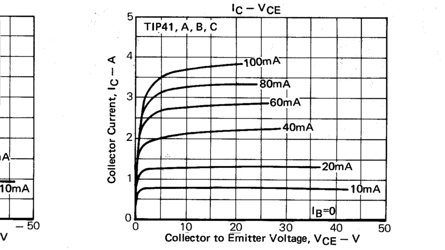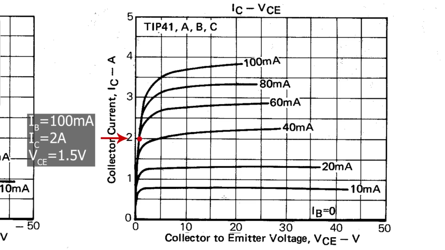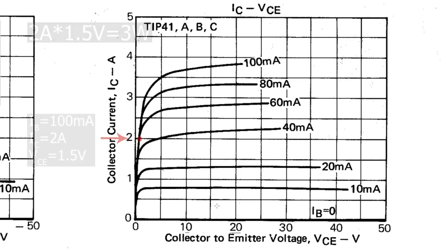To decrease the HFE and consequently bring down the power dissipation, we need to increase the base current. For example, we need to configure the transistor to operate at this point. At this point, the base current is about 100 milliamps and the VCE is around 1.5 volts. So the power dissipation at this point will be around 3 watts, which is relatively low. In most cases, it can be cooled down by PCB heatsinking and it will not need an external heatsink.